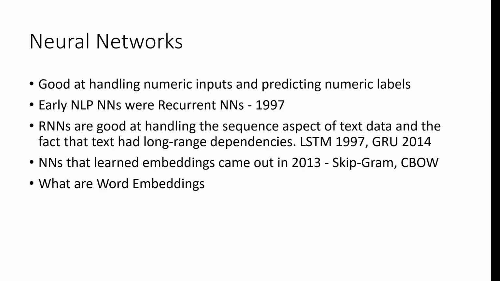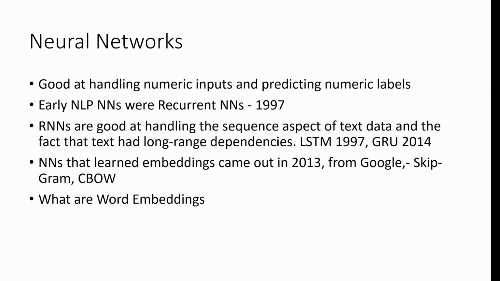And gated recurrent unit is an improved version of LSTM that came out in 2014. Neural networks that learned word embeddings came out in 2013 from Google, and these were part of the Word2Vec approach and included the skipgram approach and the continuous bag of words approach, and we'll go over both of those.